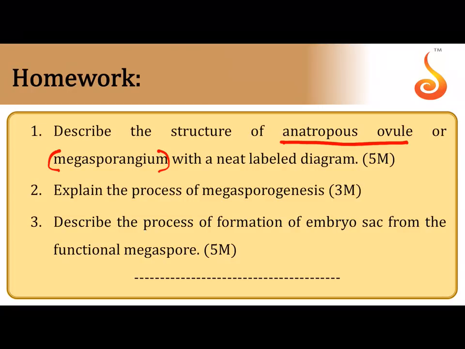You know that the ovule is also called megasporangium. You have to describe it, plus you have to draw a neat labelled diagram. I told you, draw the diagram with the embryo sac inside. Don't leave the embryo sac blank. Explain the process of megasporogenesis. How is a haploid megaspore formed from a diploid megaspore mother cell? Describe the process of formation of the 7-celled 8-nucleate embryo sac from the one megaspore that survives out of 4, and that is for a 5-mark question, along with the diagram showing how the nuclei divide and how it becomes a 7-celled 8-nucleate structure.